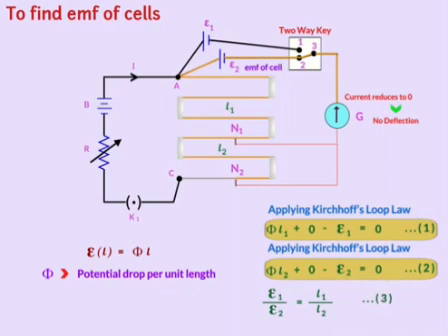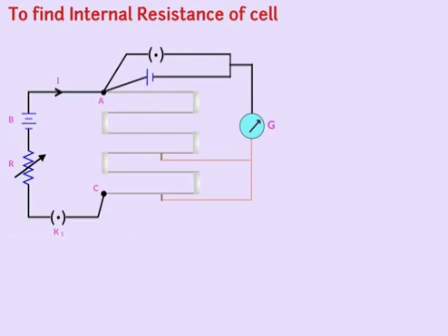If one of the cell EMFs is known, then the EMF of the other cell can be easily calculated. To find internal resistance of a cell, let's calculate internal resistance for a cell having EMF epsilon connected across a resistance box via key K2.